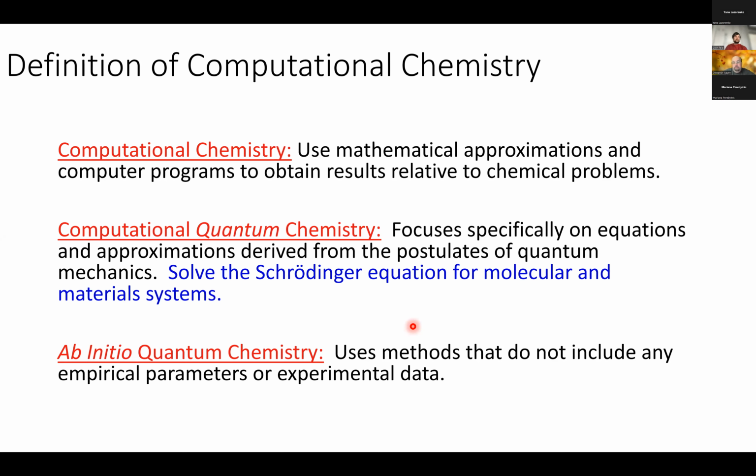Now, one more piece of definition: what's called ab initio quantum chemistry, when we solve the Schrodinger equation from first principles. We don't use any empirical parameters or experimental data, so we're just doing purely mathematical simulations.